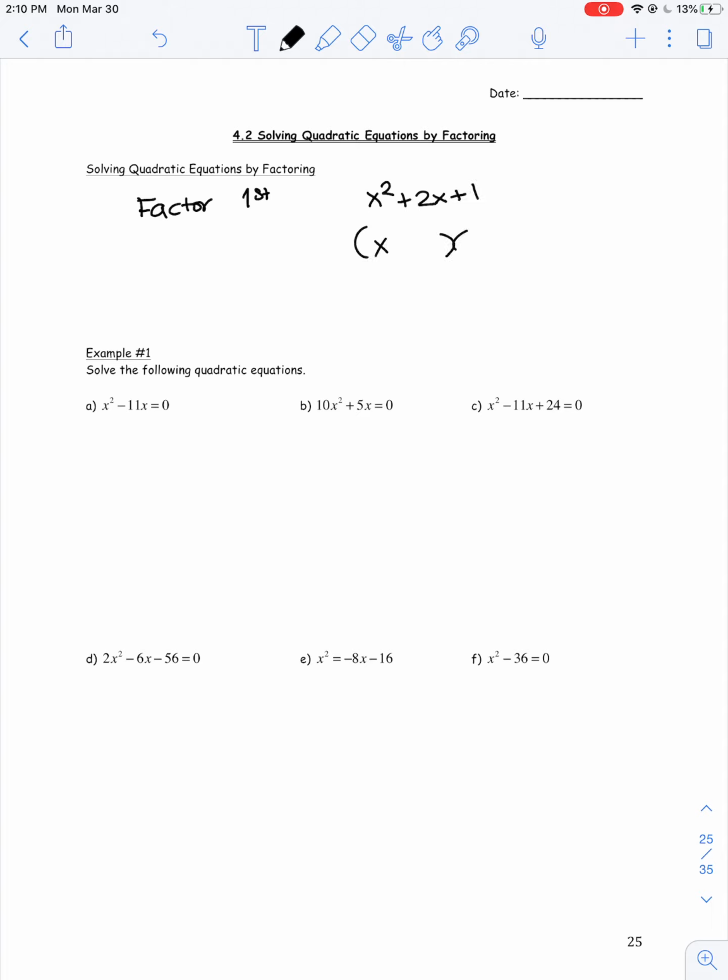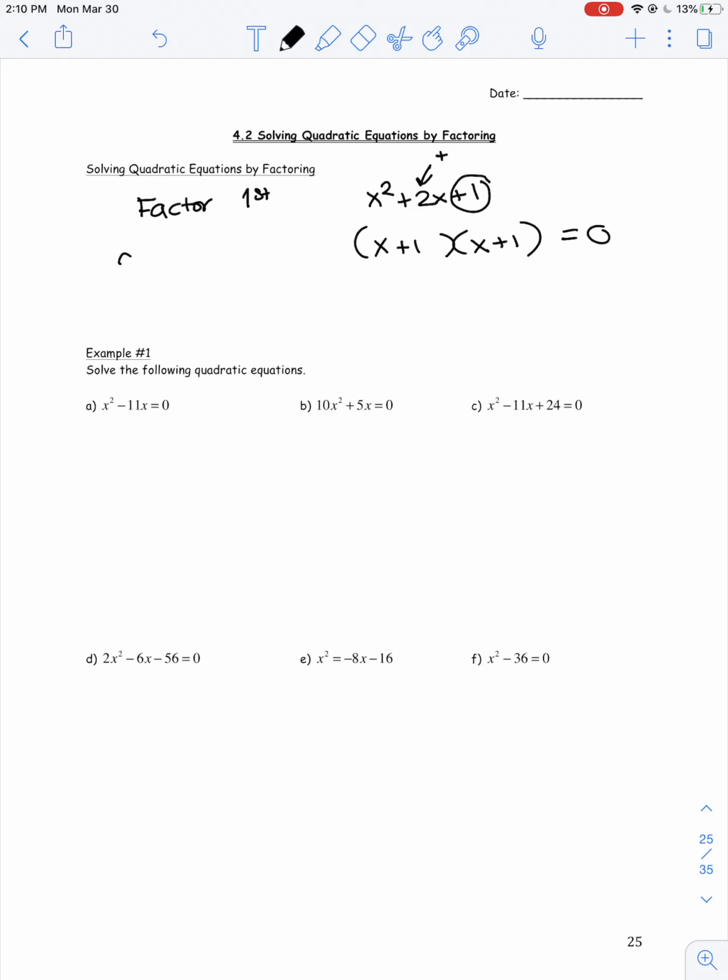So for example, if I had x squared plus 2x plus 1, that would factor as x times x gives me x squared, and then x plus 1 and x plus 1 multiplies to positive 1 and adds up to positive 2. So it multiplies to 1, adds up to 2, and that's how I know I'm doing it properly. So these two factors are equal to 0.